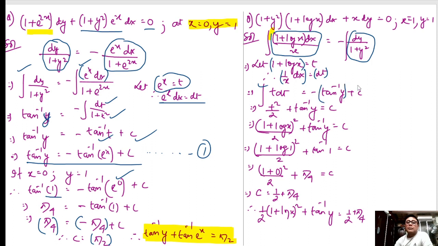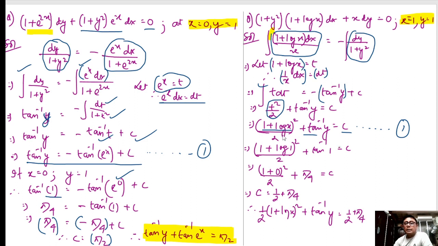So integration of t is t square by 2. Now putting the value of t, so this is t square by 2, with t as 1 plus log x, plus tan inverse y equal to c. So this is our equation, and now we have to put x as 1 and y as 1 to get the value of c. So to get the value of c, let's see here.